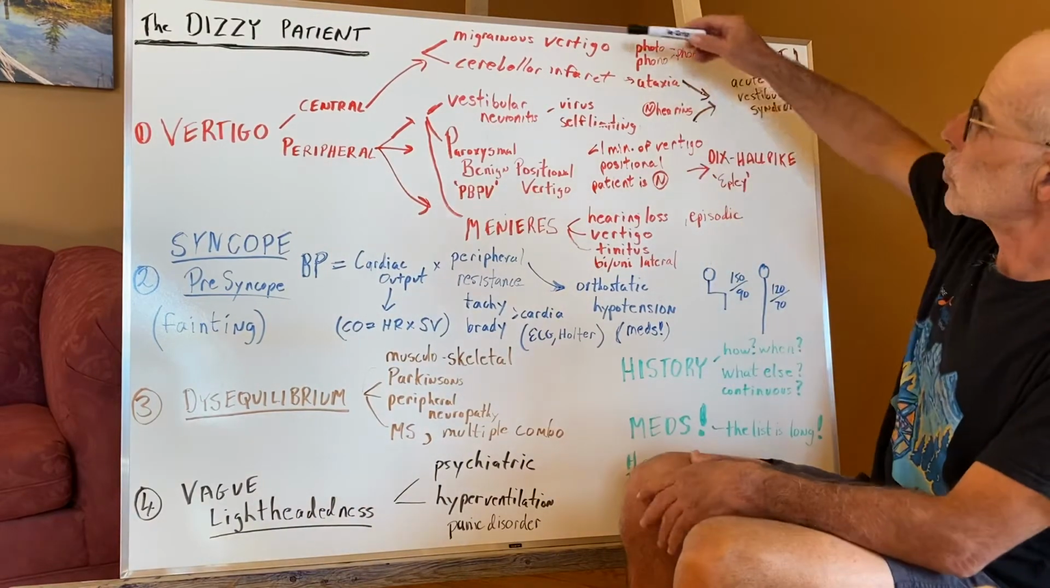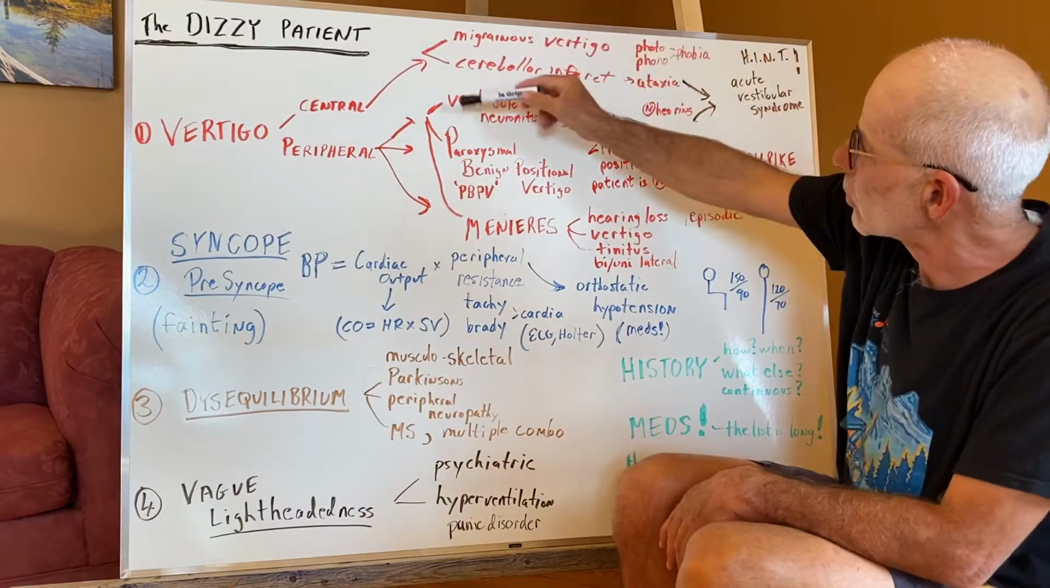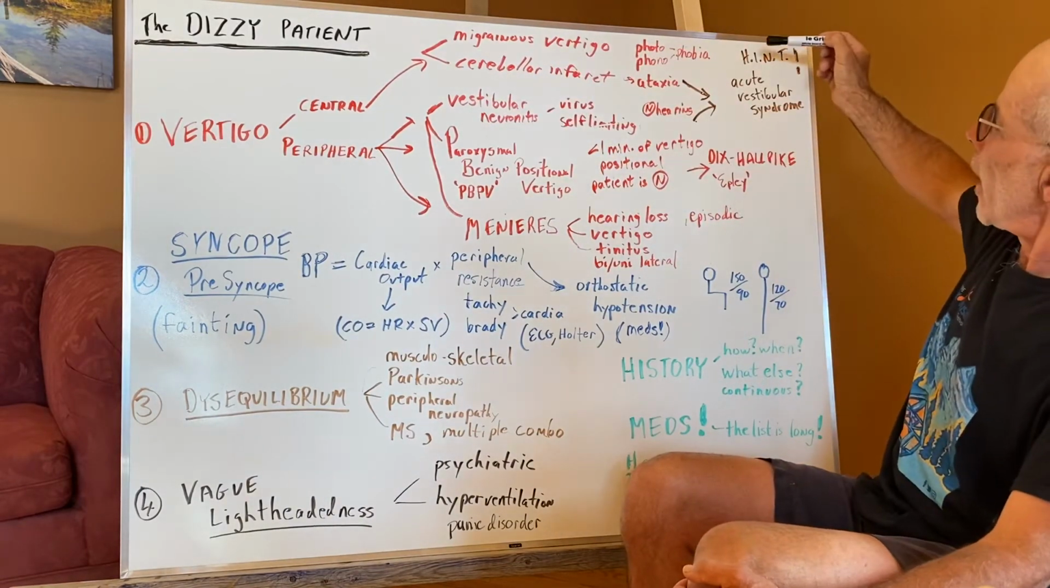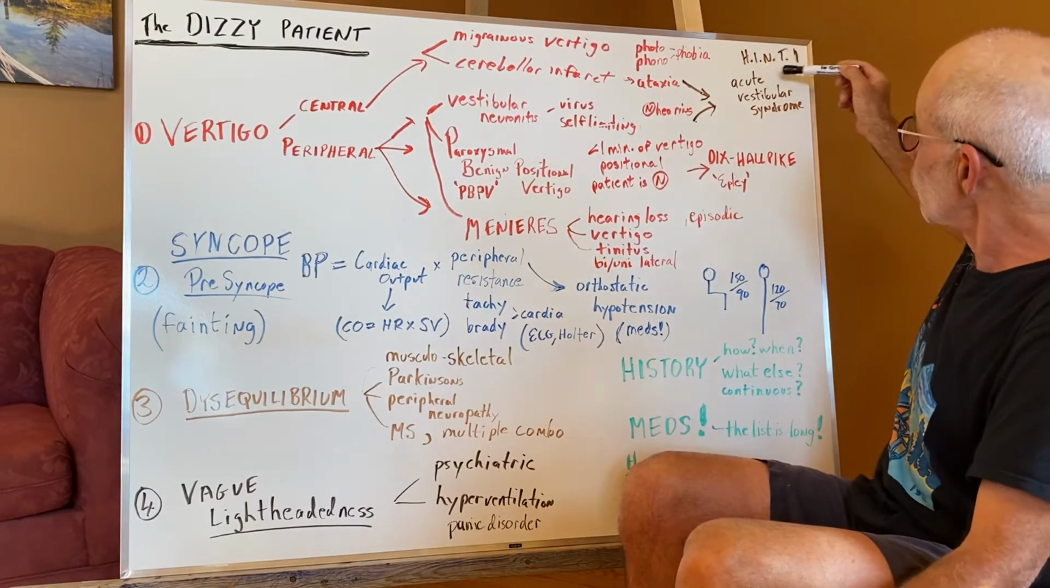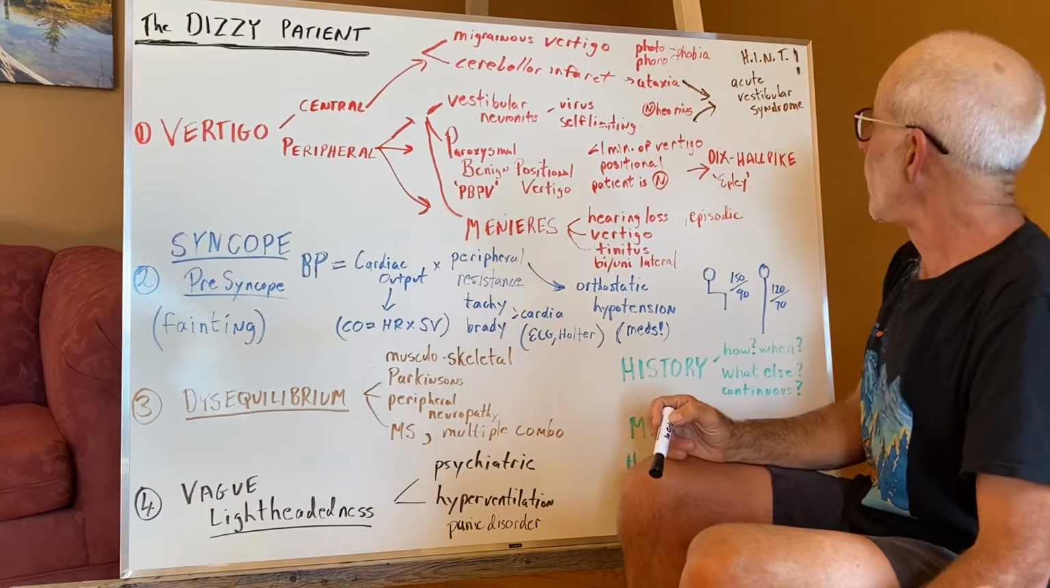So to distinguish between a cerebellar infarct and vestibular neuronitis, which are both going to present with vertigo in the emergency department, you need to do the HINTS exam, and we'll be describing that shortly.